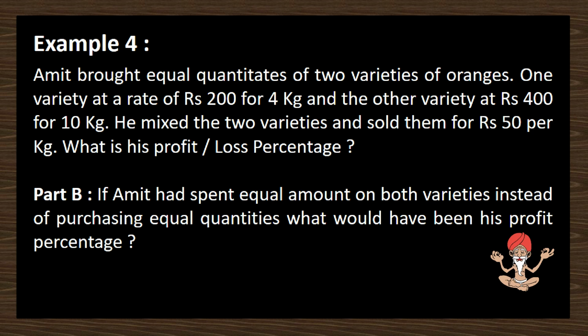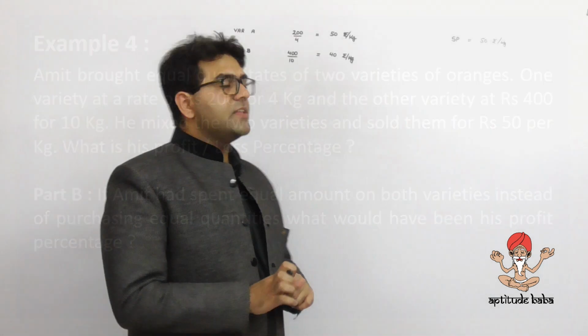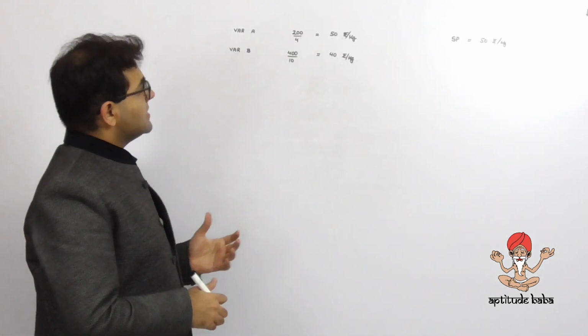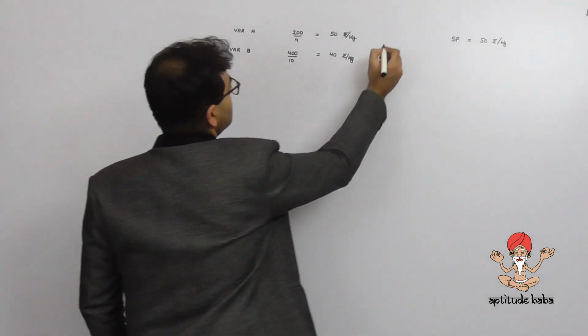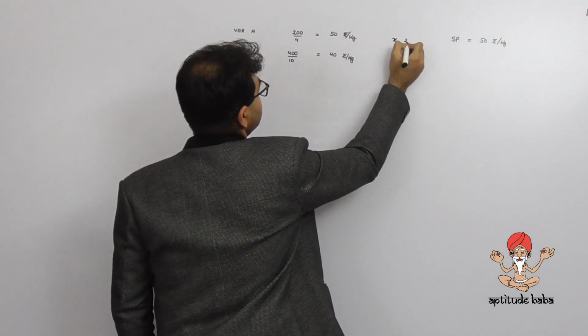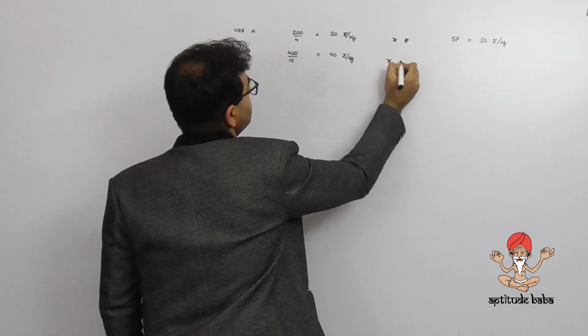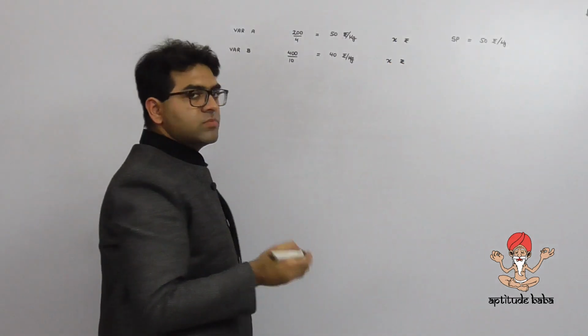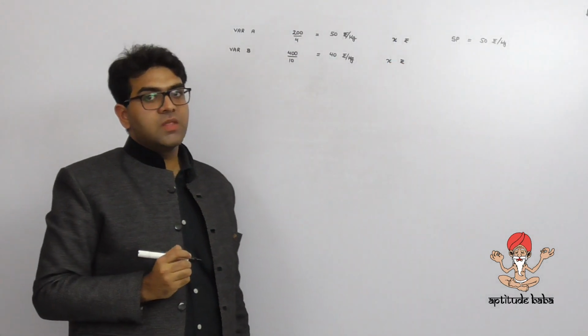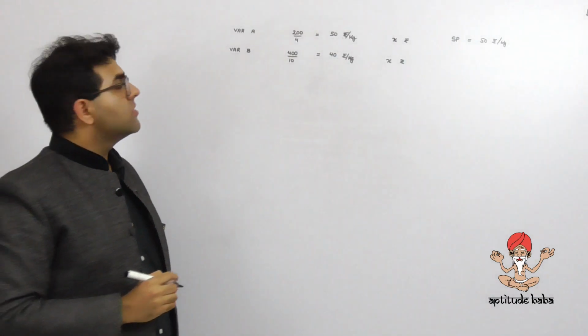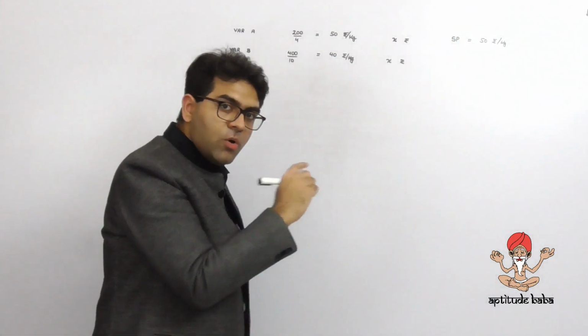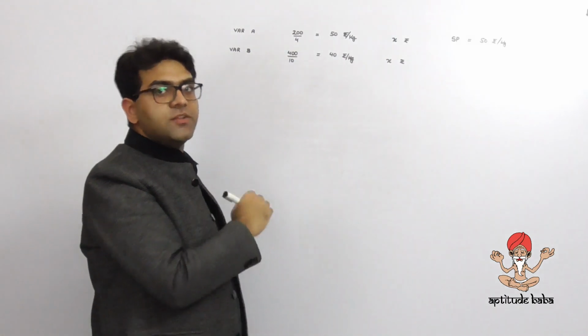Now there's a second part to the same question in which the person, instead of buying equal quantities, ends up spending equal amount on purchasing two quantities. Like the previous question, I can say that let us assume that the amount spent on variety A is x rupees and the amount spent on variety B is also x rupees. मुझे amount को equal करना है.